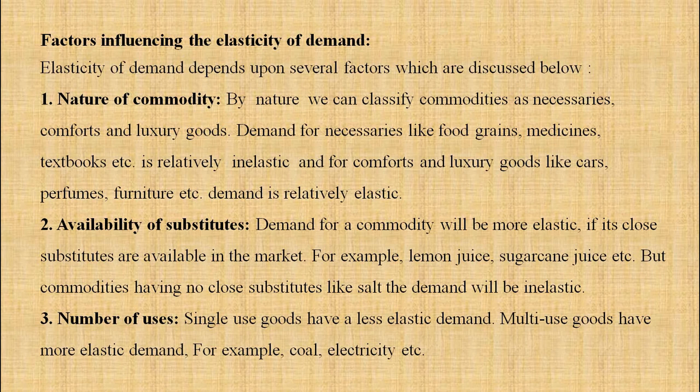By nature, we can classify commodities as necessaries, comforts and luxury goods. Demand for necessaries like food grains, medicines, textbooks, etc. are relatively inelastic. That means we don't change our demand because they are necessary for our life. So we don't change. Whatever is the price, we pay and we purchase.